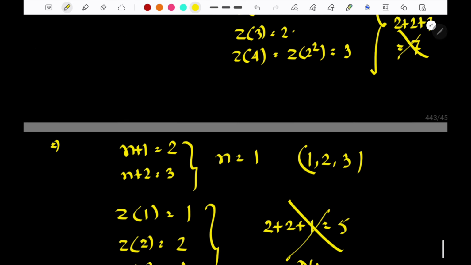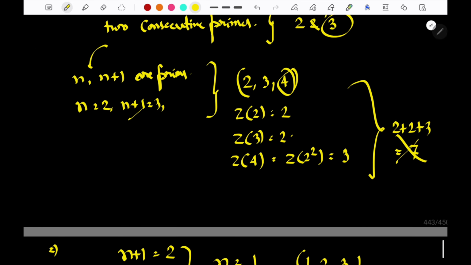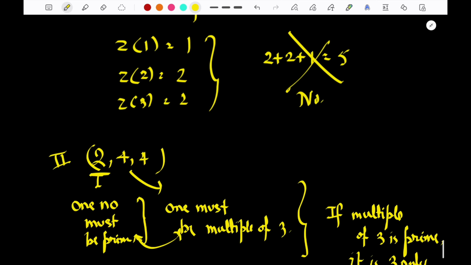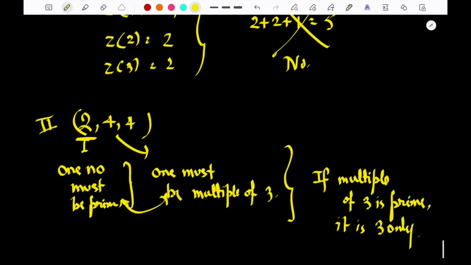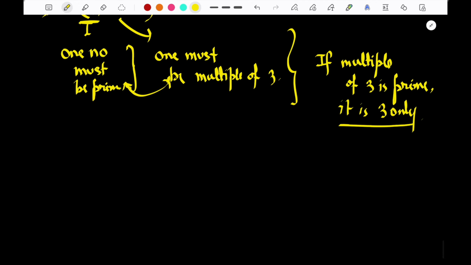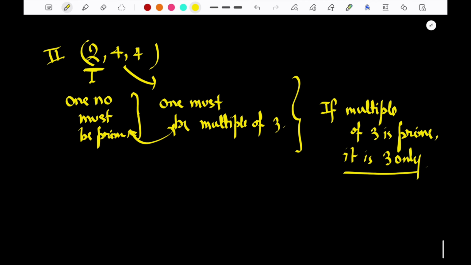But have we checked the cases of 3? We have already taken the cases of 3. So it means the tau values were not coming the same. If we take the case of 3, the values are not coming. So basically leave aside this case. For testing the values, we have already checked 1, 2, 3. We have checked 2, 3, 4. Now can we check 3, 4, 5?